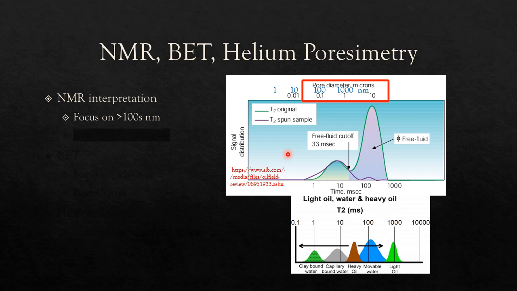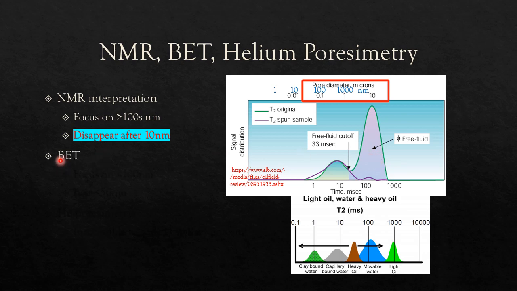Anything below that, the NMR just disappeared. The signal just decayed and completely disappeared after 10 nanometer. But for unconventional resources, a lot of the porosity is actually below 10 nanometer, as we shall see. And also for shale gas, the signal is much weaker, so you can't use it effectively.